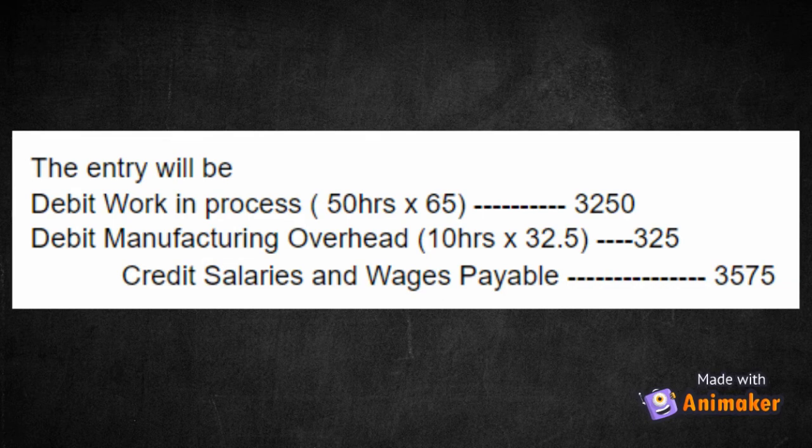The amount debited to work in process is the number of hours Connie worked, 50 hours, multiplied by the normal rate of 65 per hour. On the other hand, as for the amount debited to manufacturing overhead, it is the number of excess hours in Connie's normal working hours, which is 10 hours, multiplied by the premium rate set by the company, which is 1.5, meaning 65 times 1.5. The overtime premium is being debited to manufacturing overhead as it is not a direct charge against production.